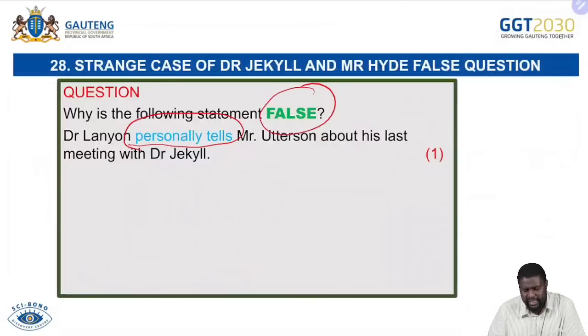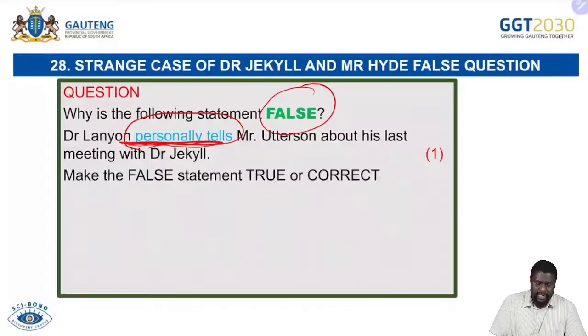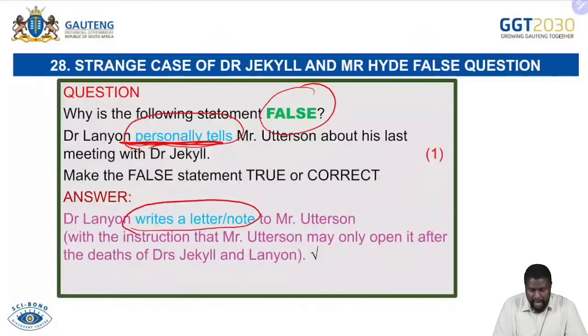So you need to give us evidence that it did not happen. It did not personally tell him. You see, the words have been underlined for you. Now give us evidence to the contrary. The model answer, here it is. Make the false statement true or correct to say Dr. Lanyon writes a letter or a note to Mr. Utterson. He does not tell him personally. He writes a letter or a note to Mr. Utterson with the instruction that he may only open it after the death of Dr. Jekyll and Lanyon.